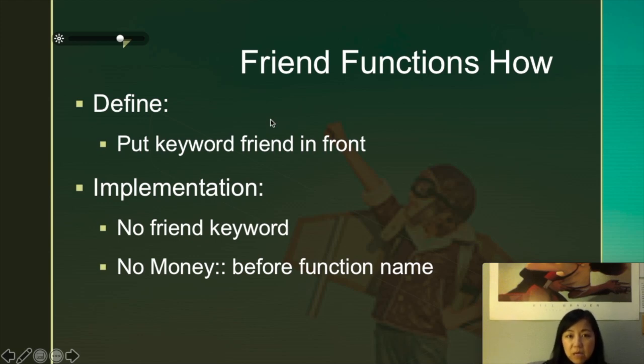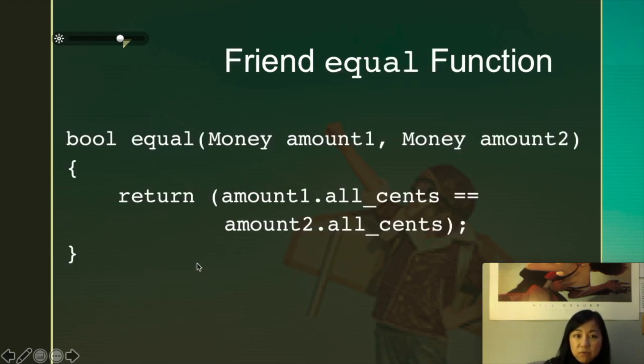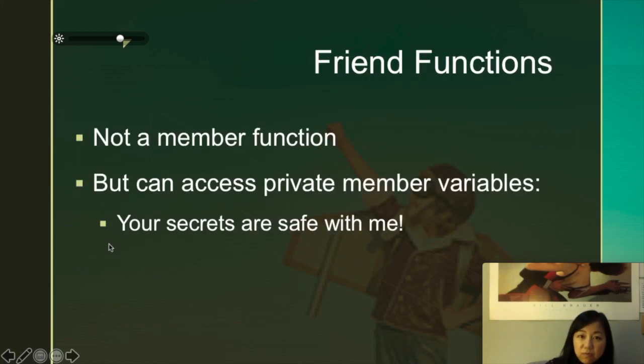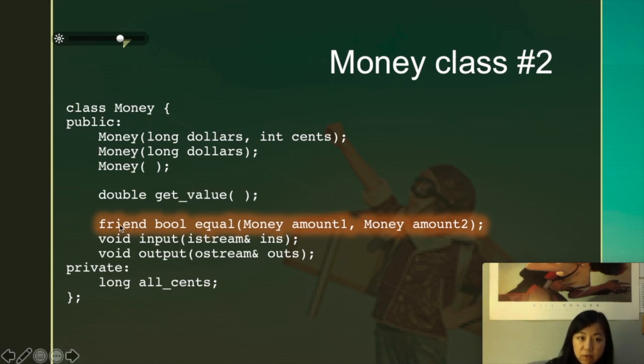So how do we define friend functions? Basically, you just put the keyword friend right in front of the definition and then move it into the class. And then in the implementation, you don't need to even use the friend keyword, and you also don't need to have the class name and then the colon. And then in the definition part, you move the definition from outside of the class to inside of the class, and add friend in front of the function definition.